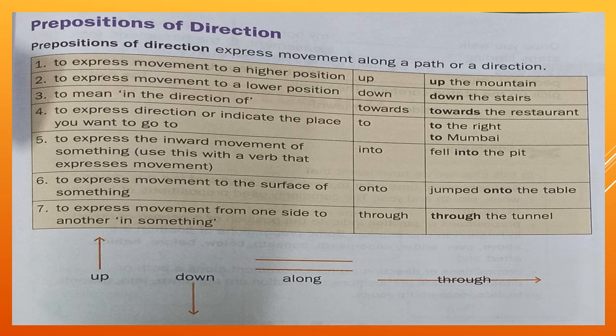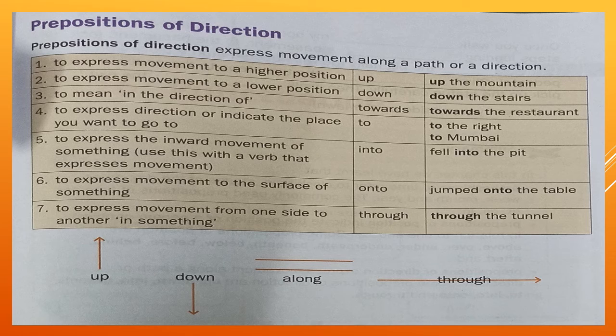Okay. Now the sixth one, to express movement to the surface of something, like onto. When we use onto to express movement to the surface of something, like he jumped onto the table, right? Therefore we'll use onto as a preposition over here.